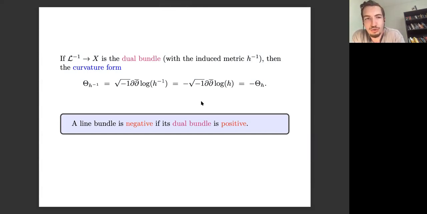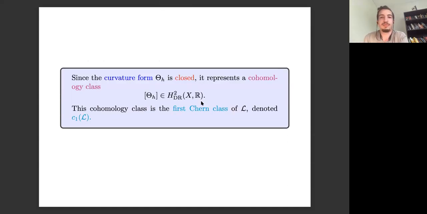If I look at the dual bundle equipped with its induced metric, then what we observe is that the logarithm will force the minus to come to the front. And so we see that the curvature of the dual line bundle will be minus the curvature of the original bundle. So in particular, a line bundle is negative if its dual bundle is positive in the previous sense. And of course, standard theory. Since the curvature form is closed, again, it's going to represent a cohomology class in the second de Rham cohomology group. And the cohomology class represented by the curvature form is referred to as the first Chern class of the line bundle.